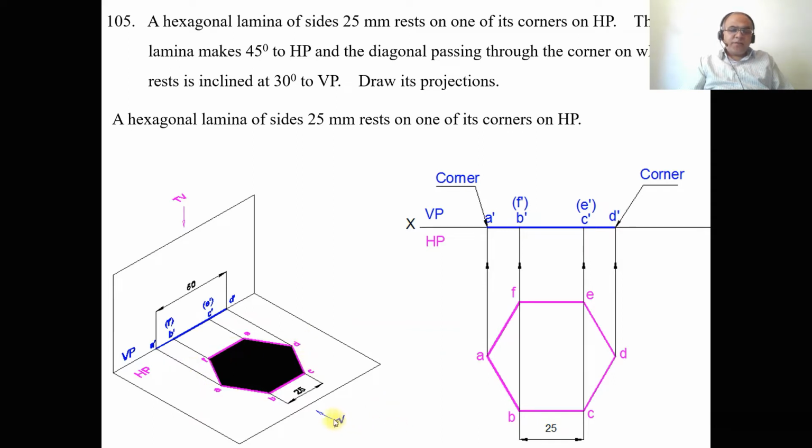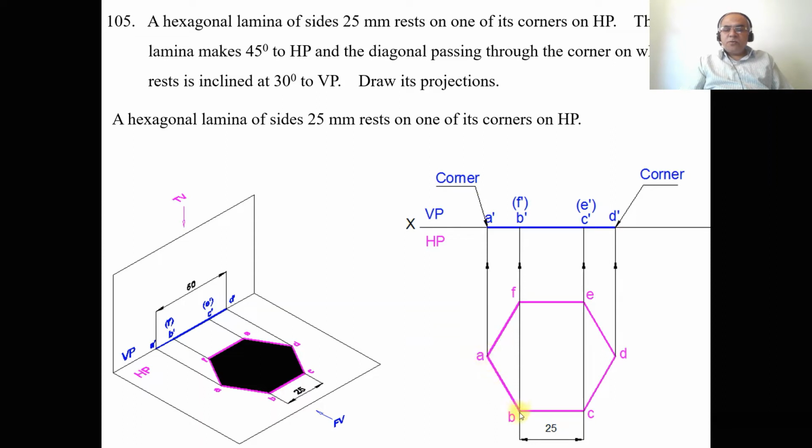When you look from the front view, the points which are near to the observer are visible. That is A, B, C, D, which are nearest to the observer. Therefore, in the front view, A dash, B dash, C dash, D dash is visible. And when you look from the front view, both E and F are away from the observer. Therefore, E dash and F dash will be invisible. You can see the same thing here.